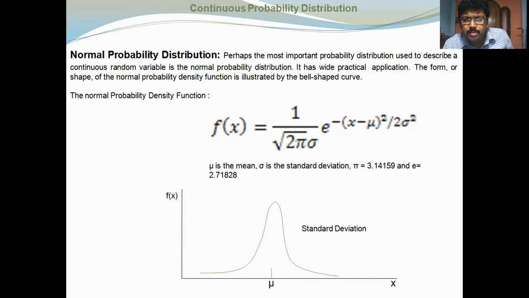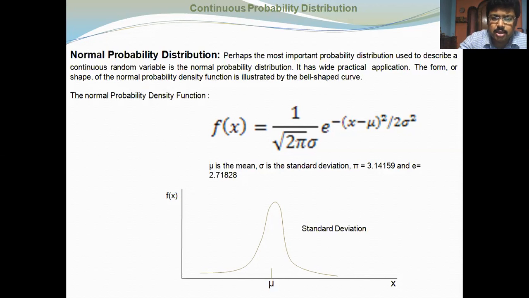For a random variable to have the normal probability distribution, which is a continuous probability distribution, the random variable must be a continuous variable. It should not be a discrete variable. It should be a continuous variable, such as the rainfall, the height and the weights of people, and the IQ score of students. The form or shape of the normal probability density function is the bell-shaped curve. It is like a bell.